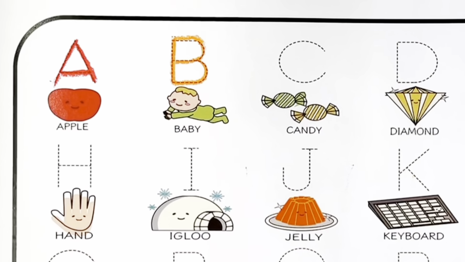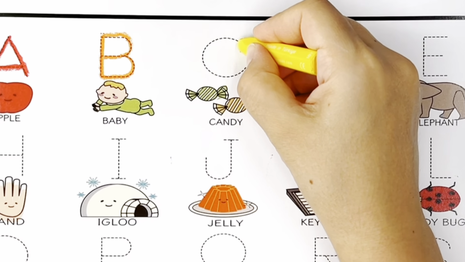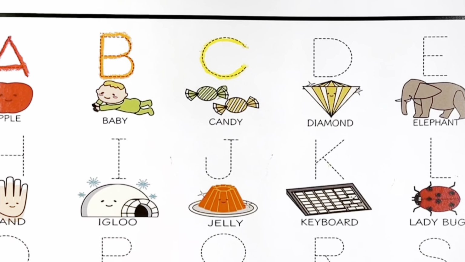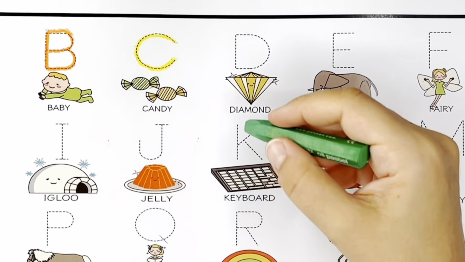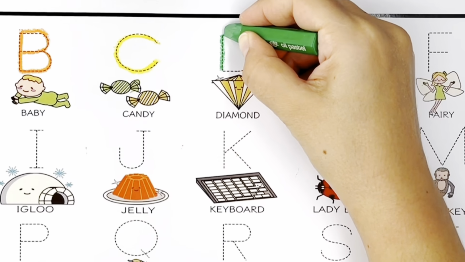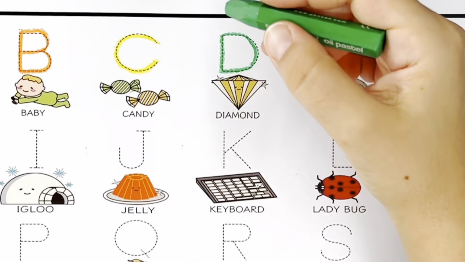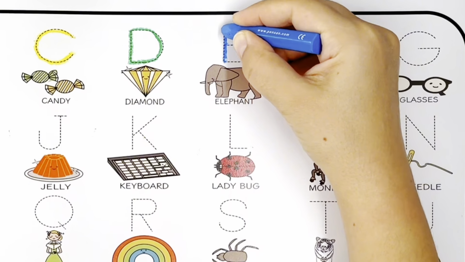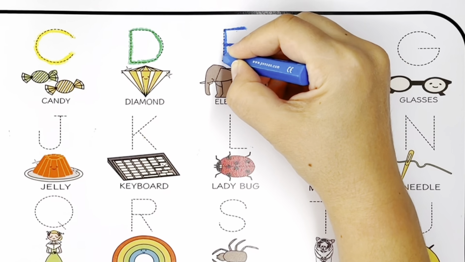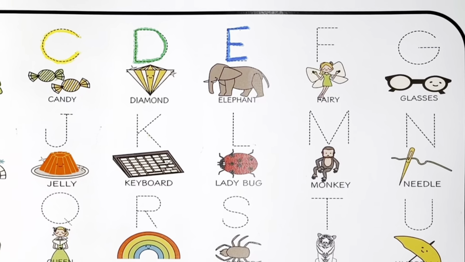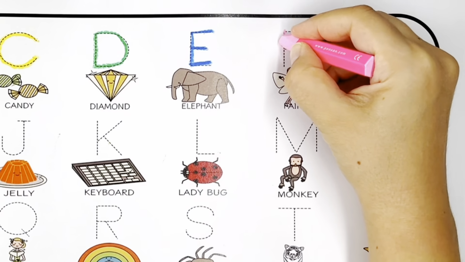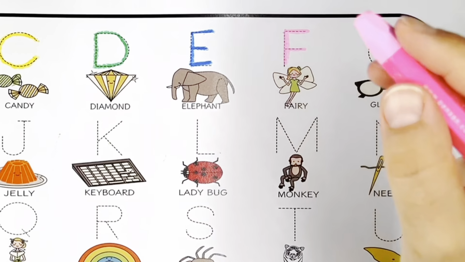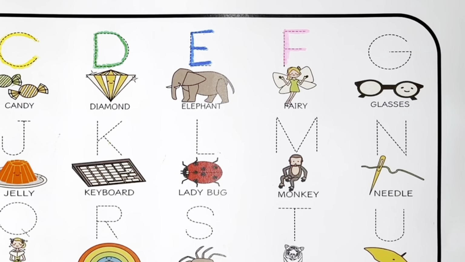B. B is for baby. C. C is for candy. D is for diamond. E. E is for elephant. F. F is for fairy.